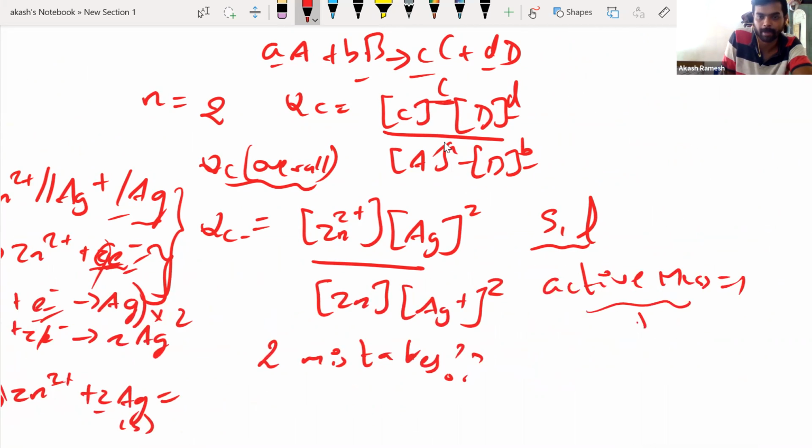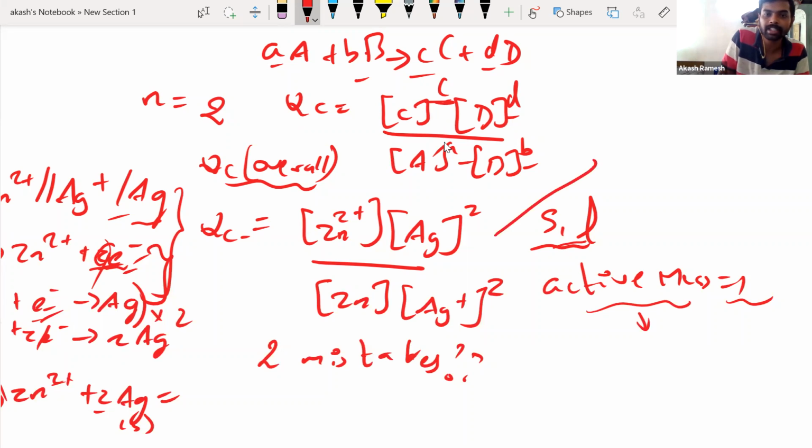Hope you remember what active mass is. Active mass is the mass which is actually taking part in the reaction in the form of concentration or in the form of pressures, partial pressures, all that. So what you have to understand is when you have solids or liquids, we generally take the concentration as 1. That's a constant value. We take it like that, and that is why we don't include it.